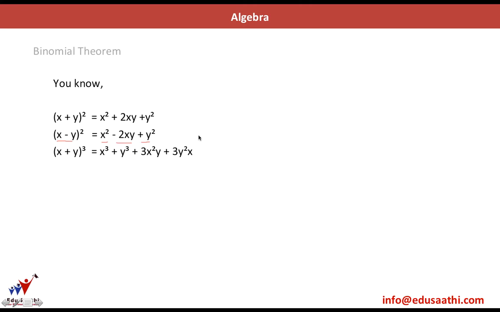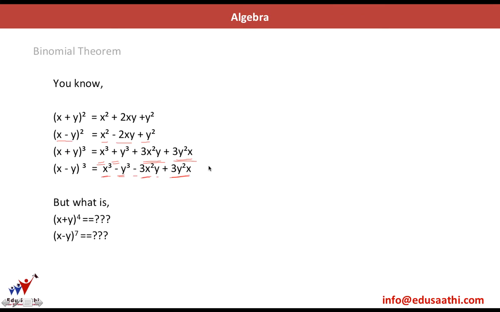X plus y whole cube is given as x cube plus y cube plus 3x square y plus 3y square x, and x minus y whole cube would be given as x cube minus y cube minus 3x square y plus 3y square x. But what is the expansion of x plus y raised to power 4 or x minus y raised to power 7?